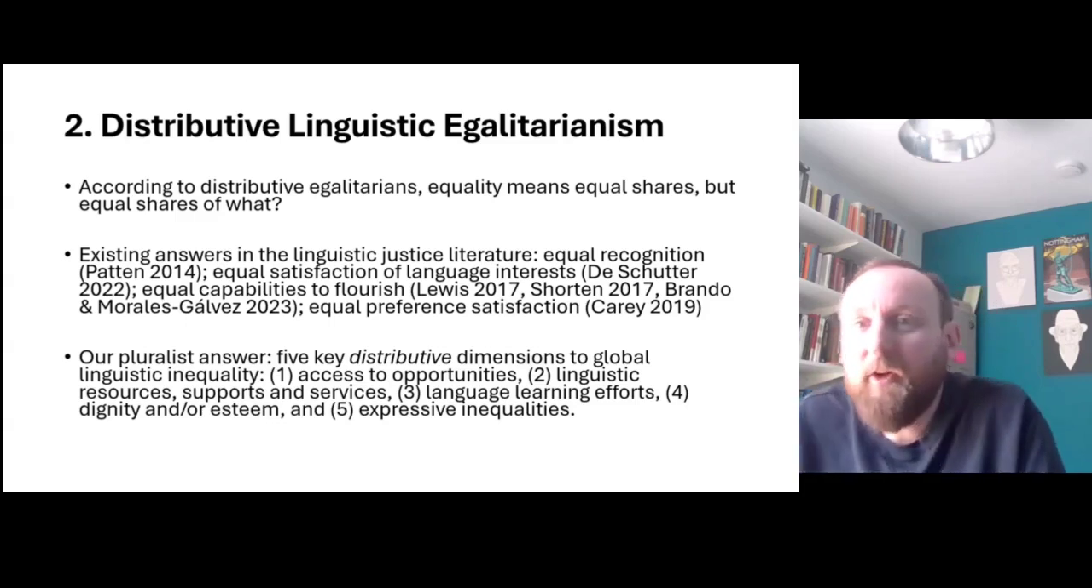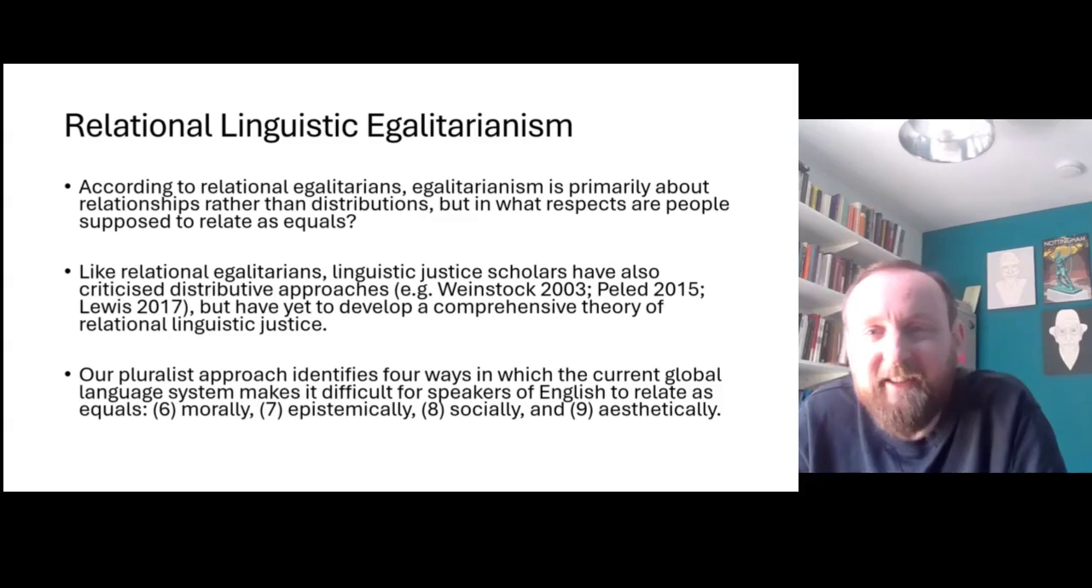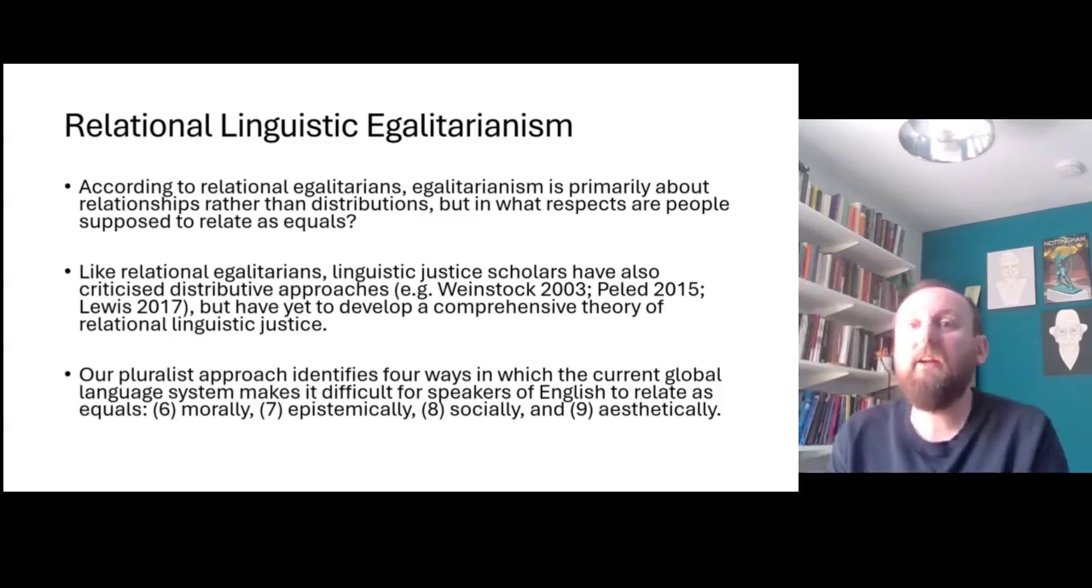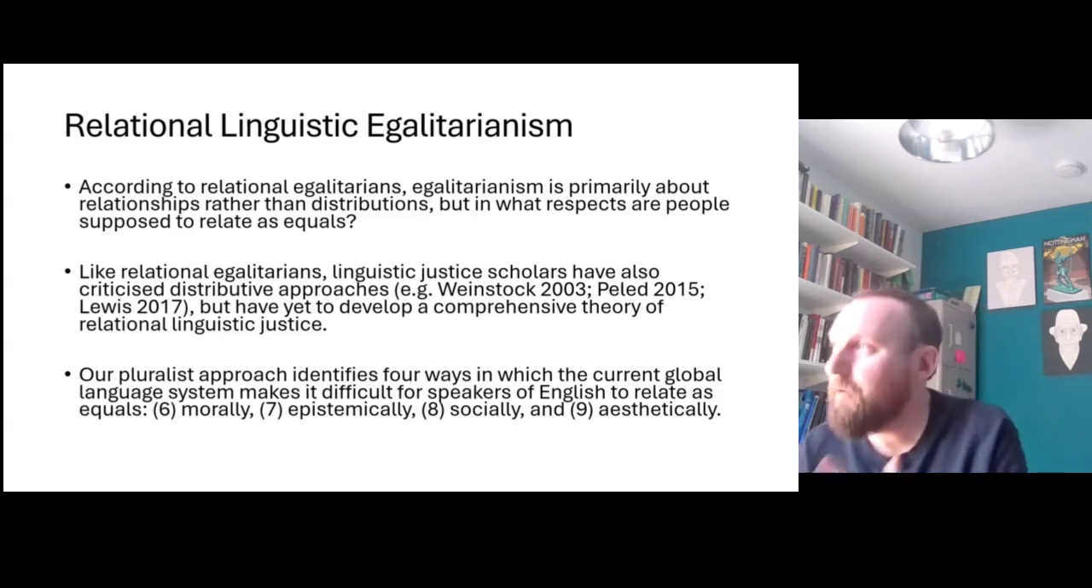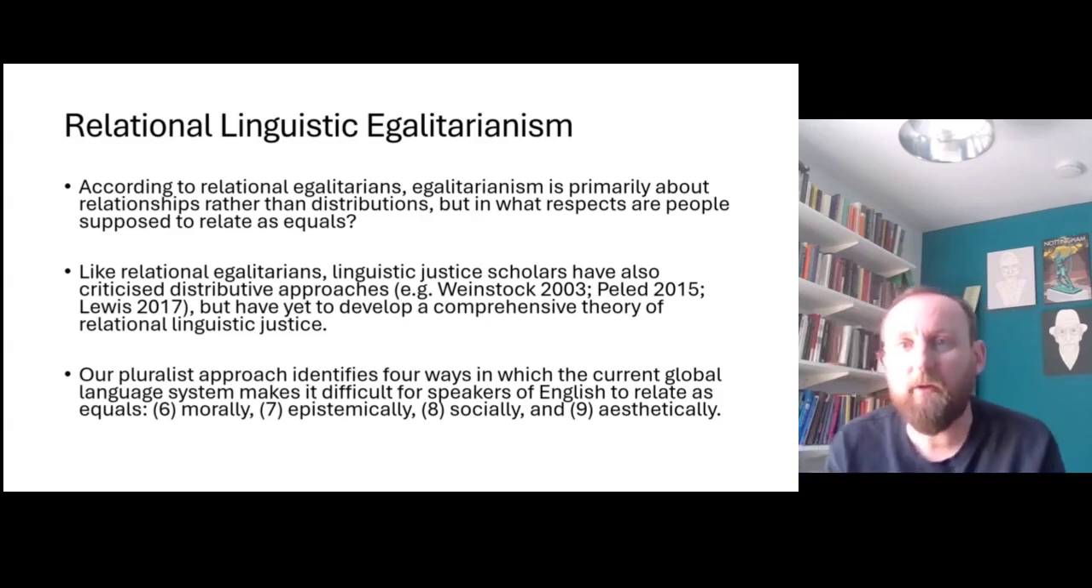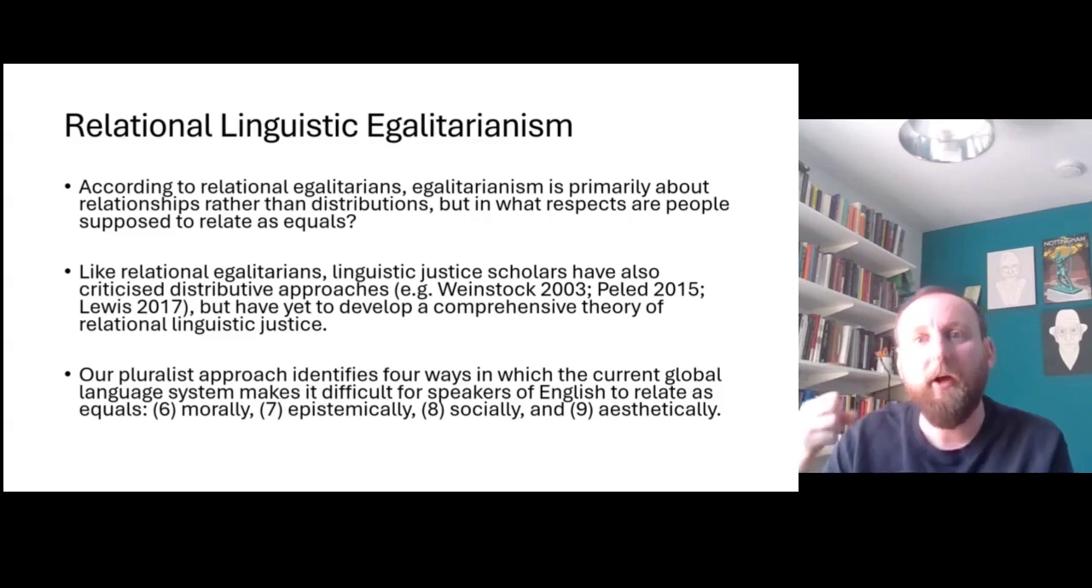The other strand, if you could pass on now to the next slide, sorry, Sergi. The other strand of egalitarian thinking that we draw upon is relational egalitarianism. So anyone familiar with contemporary egalitarian political thought will recognize this.